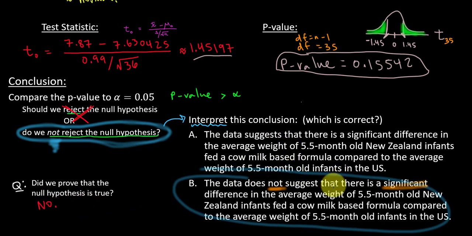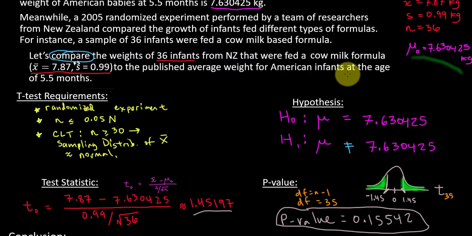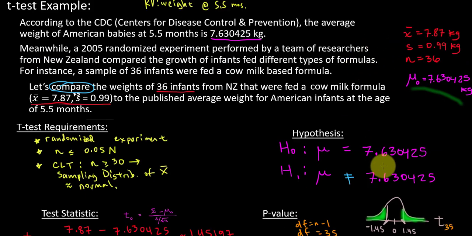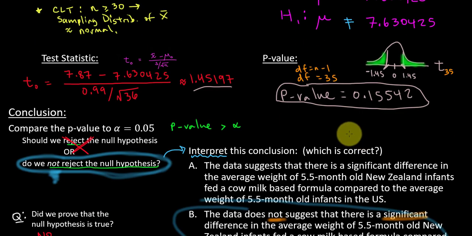We're not saying that the New Zealand infants weigh the same as the American infants. We are not saying that they weigh the same. And in fact, on average, they don't, right? 7.63 versus 7.87 kilograms, they're not the same. But they are not significantly different. So chew on that for a little bit.